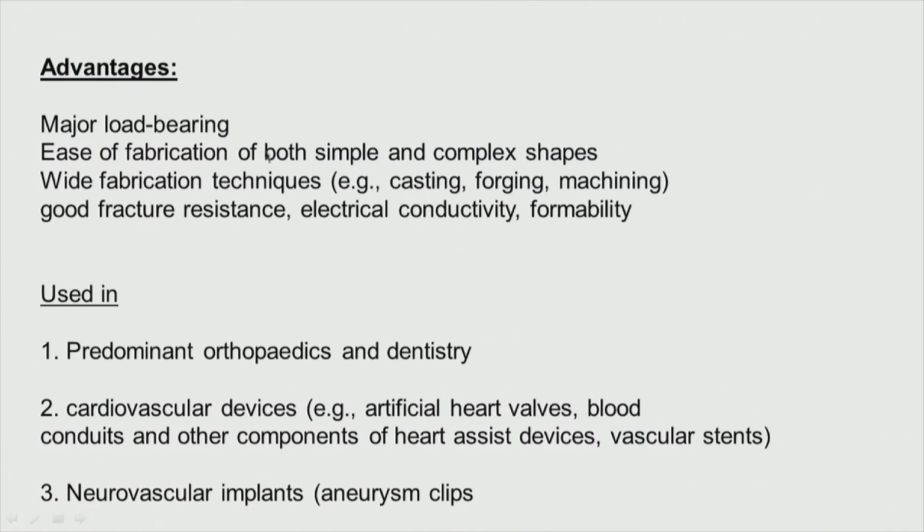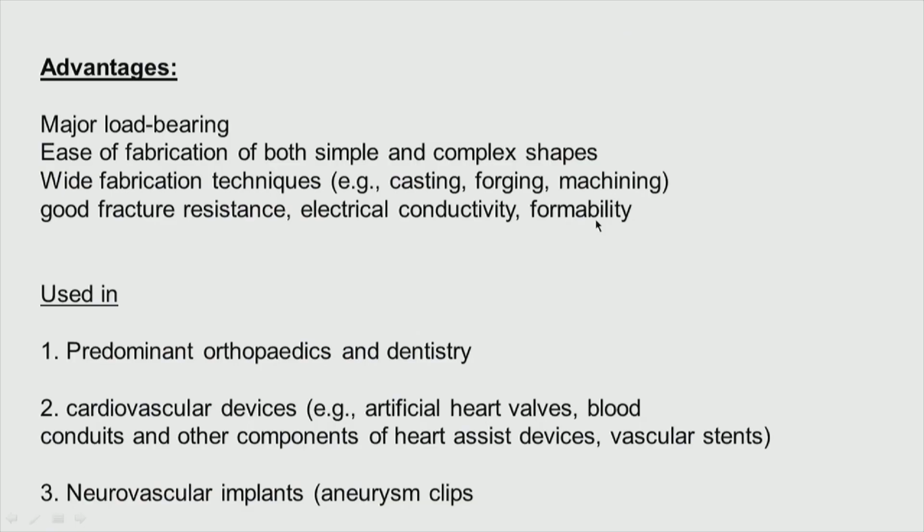Ease of fabrication: the metals have been in use for several thousands of years, so ease of fabrication is there. You can make very simple or very complex shapes. There are several fabrication techniques, things like casting, forging, machining and so on. They have good fracture resistance, and very good electrical conductivity, especially if you are talking about lead wires. Gold is quite commonly used. They can be formed into any shape.